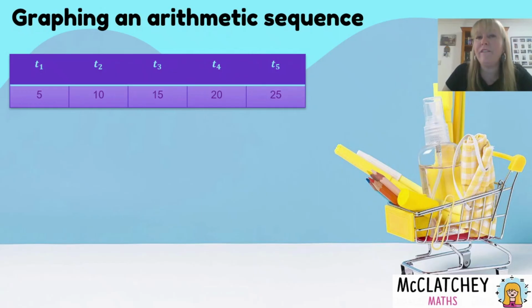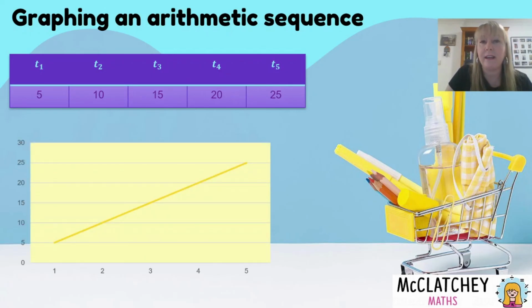Now let's just talk very briefly about how to graph an arithmetic sequence. I know you all know how to do graphing. By now you should, because you're in senior years of school. So I'm just going to show you what an arithmetic sequence looks like on a graph. So I've got the first 5 terms of a sequence, and this one's going up in 5s, 5, 10, 15, 20, 25. So we could very easily graph that, and we would see that we're actually forming a straight line. And that's something very important to note. Arithmetic sequences always form straight lines.